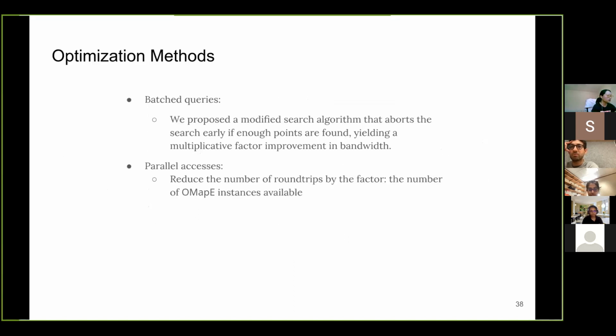And we also proposed 2 optimization methods. One is batch queries, which modifies the search algorithm so that it aborts the search early if enough points are found. This will yield a multiplicative factor improvement in bandwidth. And for the parallel access, it reduces the number of round trips by a factor of the number of OMAP instances available.